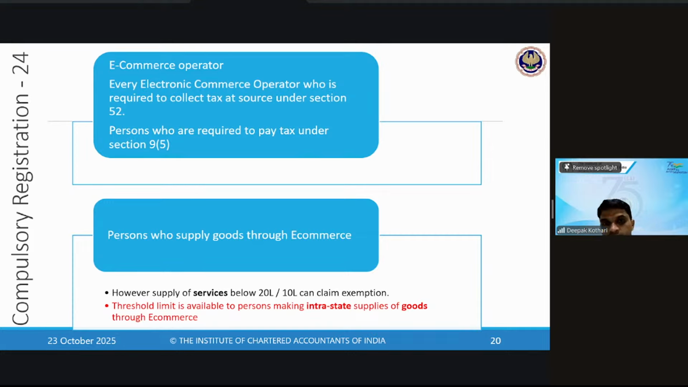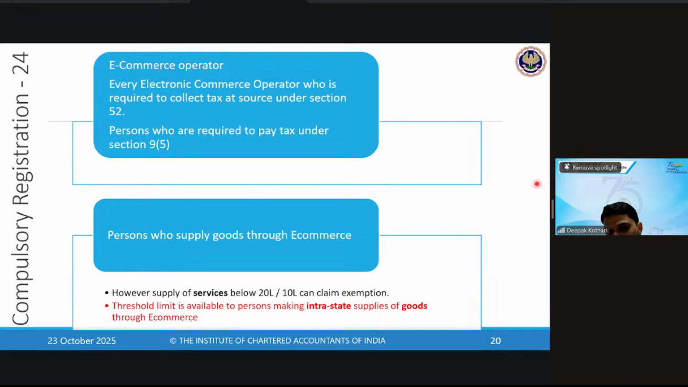What about Lenskart? Okay, Lenskart has offline stores, but you're saying that Lenskart makes supplies through e-commerce. So it's not e-commerce because it has its own products. E-commerce is when you sell your products on somebody else's website. But Lenskart has its own products and it's selling through its own website. So it's not an e-commerce operator.